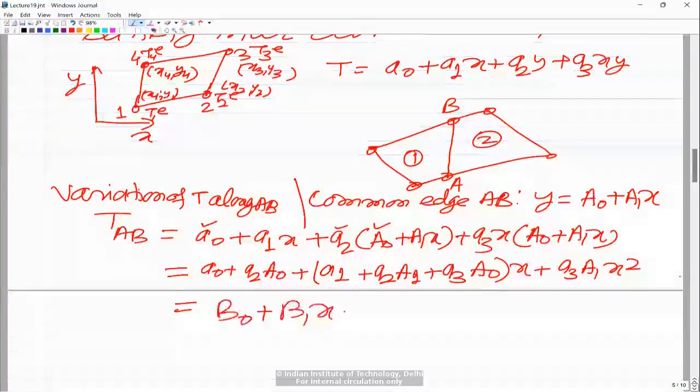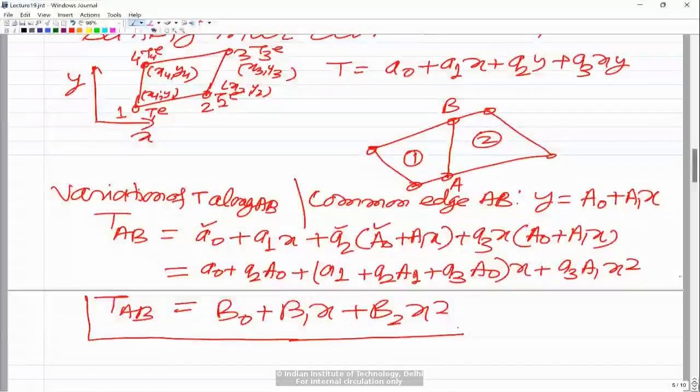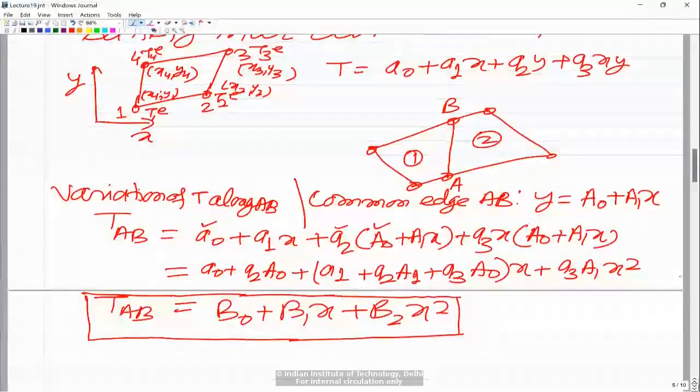Now what does this equation tell us? That the temperature variation along AB is a quadratic function of x, along line AB, where line AB is an arbitrary line. If it was parallel to x or y, then the equation of the line would have been either x equal to constant or y equal to constant, and in that case we would get the temperature variation linear along AB, and then it would be compatible. That means it will satisfy the continuity of temperature along line AB.